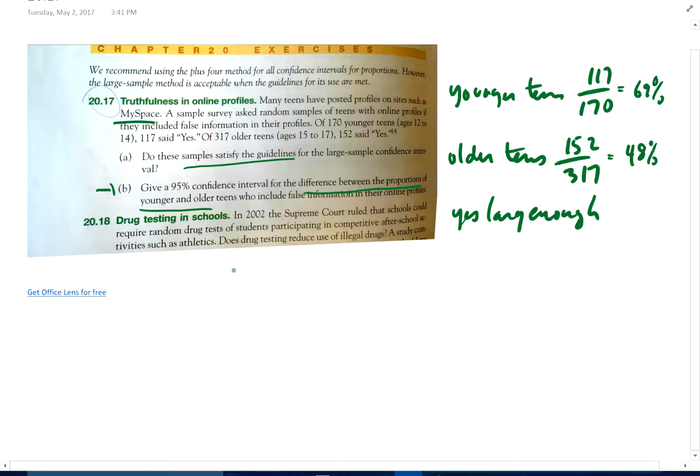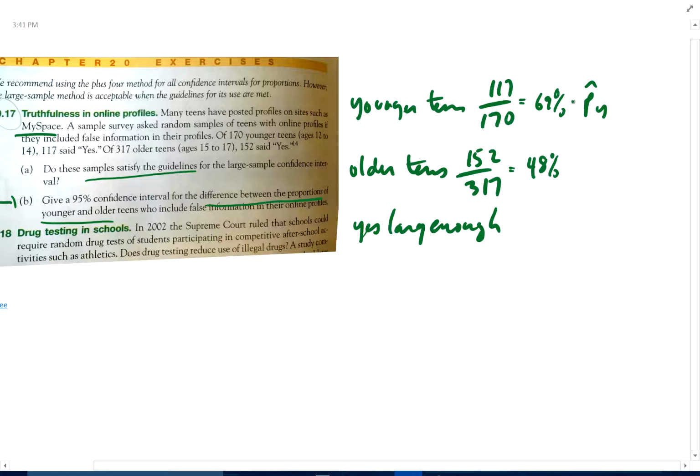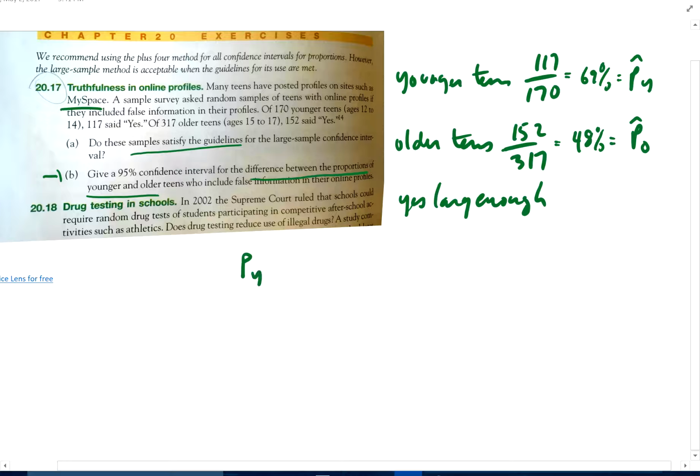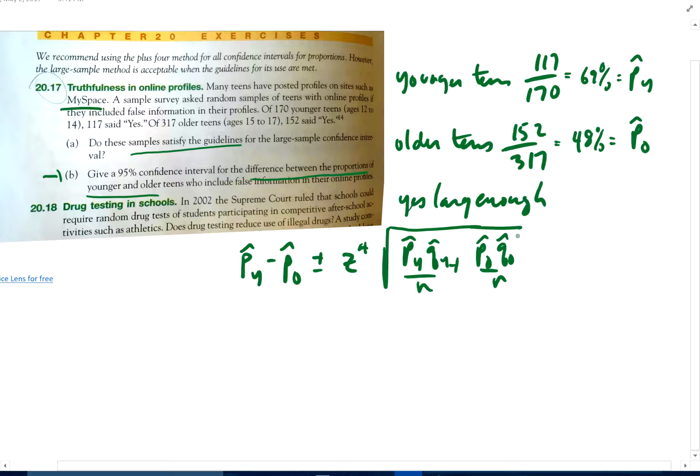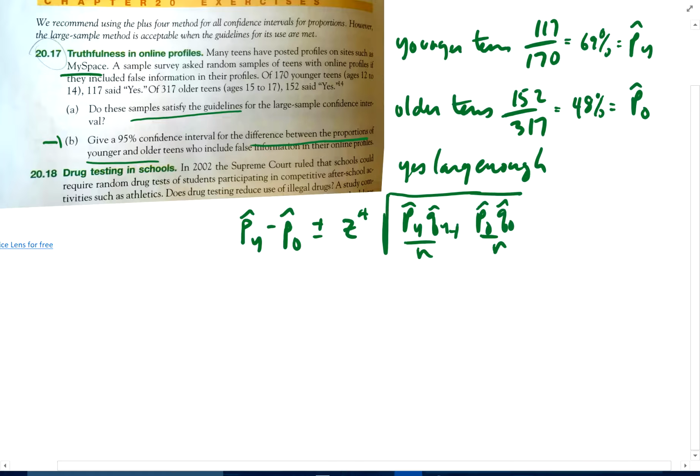B, give a 95% confidence interval for the difference between the proportion of younger and older teens. So if I call these PY hat and PO hat, we want the difference between younger and older: PY hat minus PO hat, plus or minus Z star times the square root of PY hat QY hat over N plus PO hat QO hat over N. Instead of plugging all the numbers in here and rewriting it, we're going to substitute these in, and it's a 95% confidence interval.